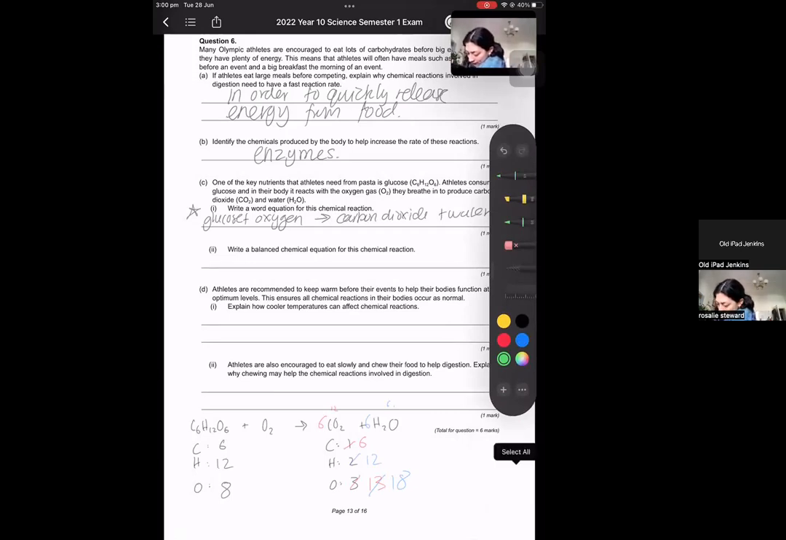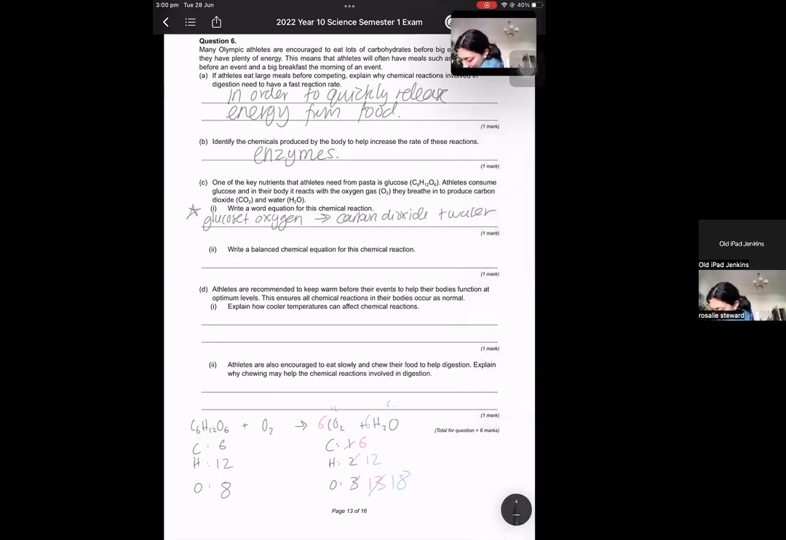So what do we need? How do we go from 8 to 18? Okay, so what we've got here is 6 oxygens from that first molecule on the left.